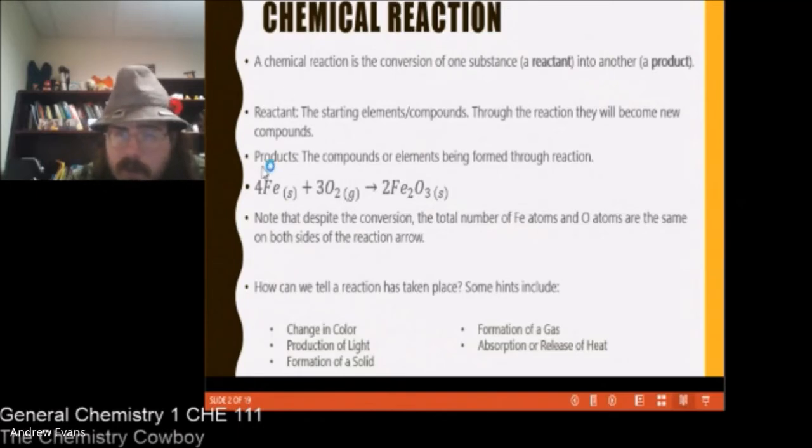So a simple reaction here is 4 Fe solid and 3 O2 gas yield 2 Fe2O3 solid. When we see these reactants, we're often going to see little subscripted letters like S, L, G, or AQ. They're the phase that the reaction is taking place in. S for solid, G for gas, L for liquid, and AQ for a special type called aqueous, which means dissolved in water, or aqua.